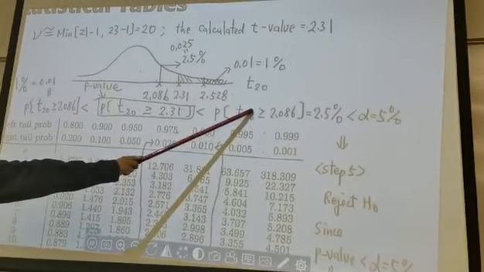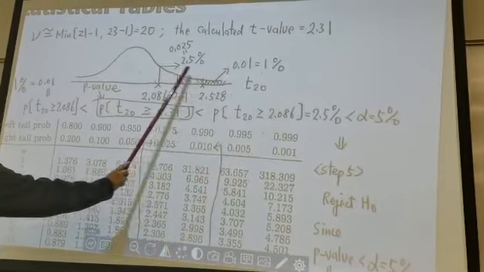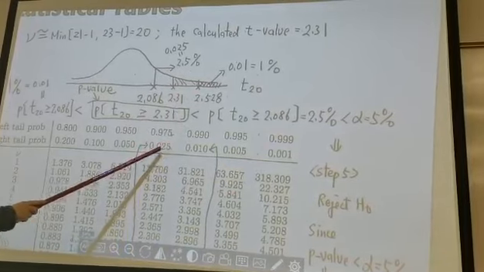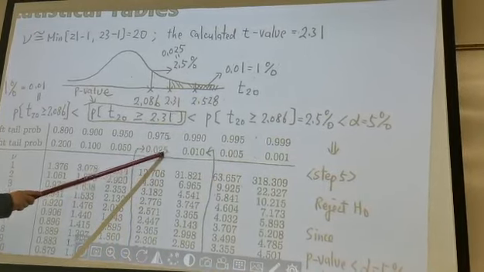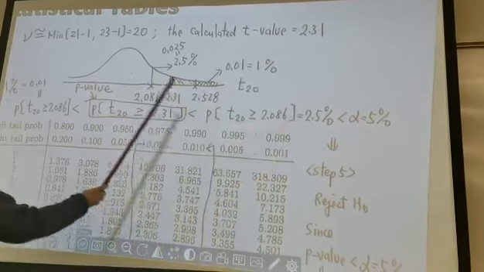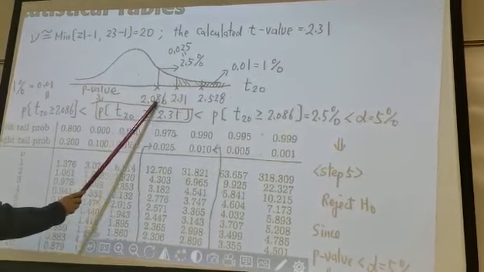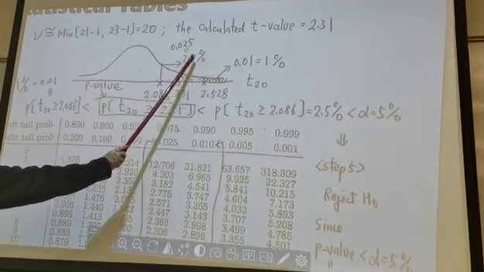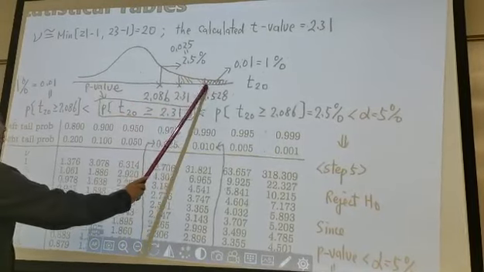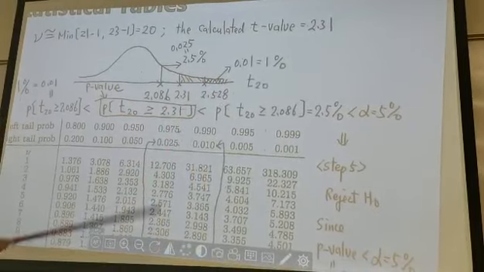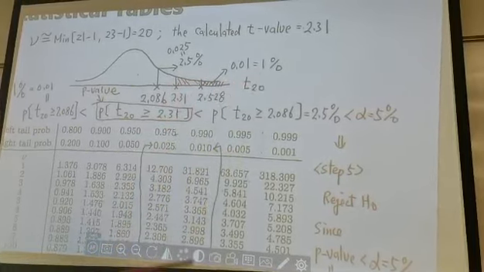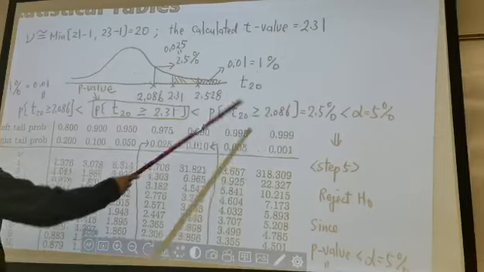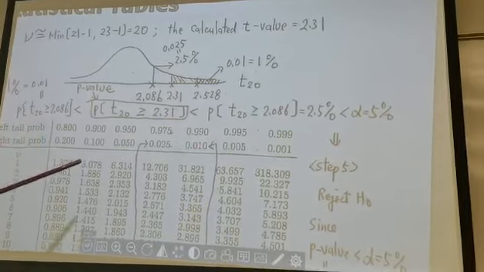Probability T20 greater or equal to 2.086, and from the table we find this is 2.5%, or 0.025. On this side, 2.528, the corresponding upper tail is 1%. So this one is 1%. Okay, let me try one more time.